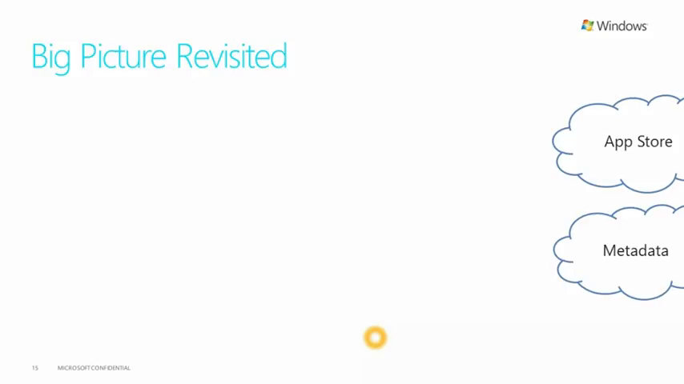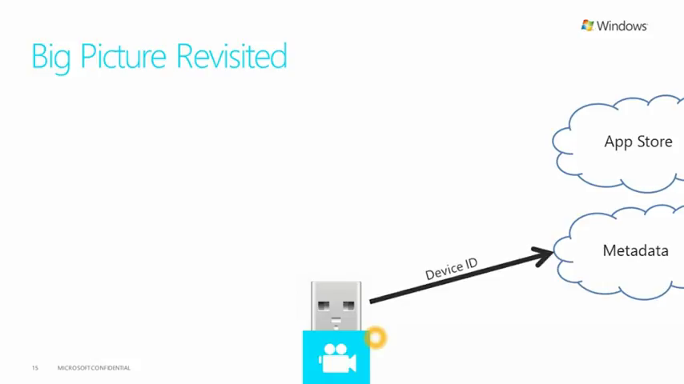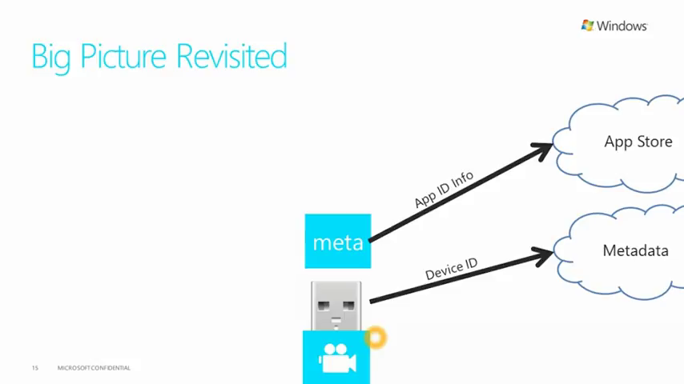So to reframe it, the device arrives, Windows checks the metadata store for metadata that has that device ID, it downloads it automatically, it then opens up the metadata and looks for app information, searches through the App Store for that app, and downloads the app automatically.